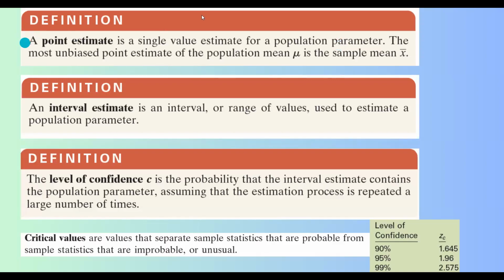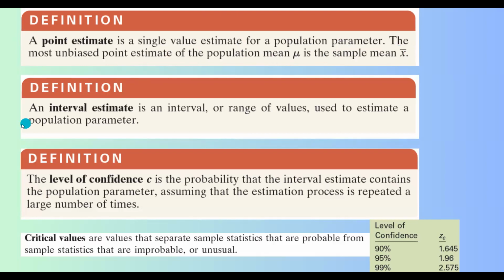First, we'll review what we learned about point estimate, interval estimate, and level of confidence. Then we're going to jump into the definition of t-distribution. Remember, a point estimate is a single value estimate for a population parameter. The most unbiased point estimate of the population mean, or mu, is the sample mean x bar.